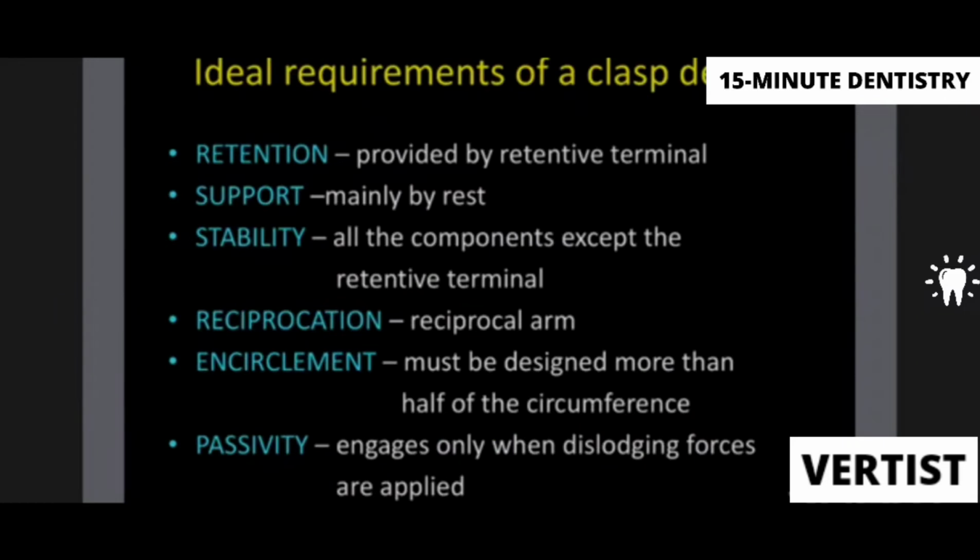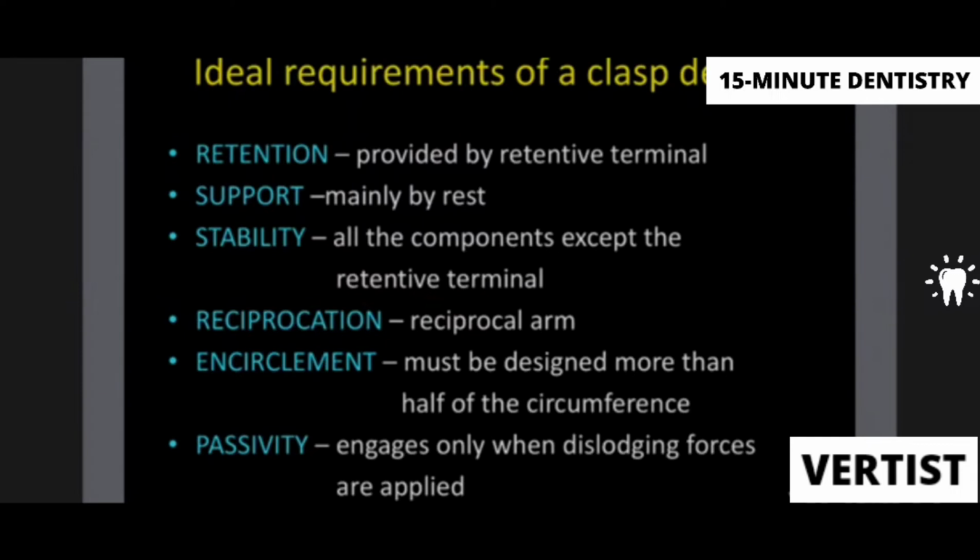What are the ideal requirements? Be it an occlusally or a gingivally approaching clasp, you must know the ideal requirements of a clasp design: retention, stability, support, reciprocation, encirclement, that means at least a 180-degree encirclement, and passivity.